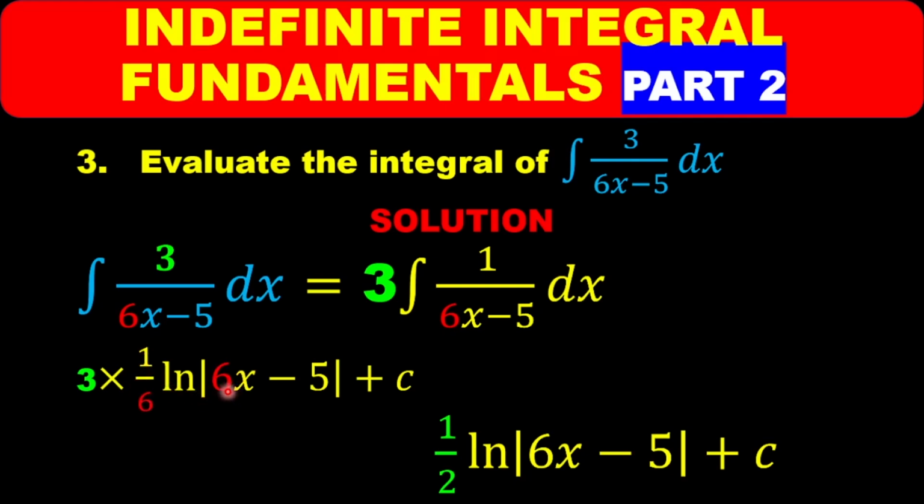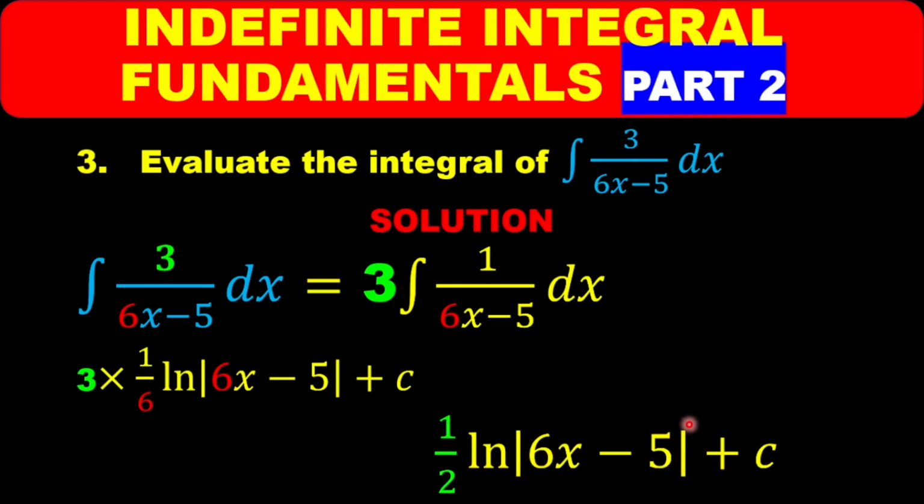And then as usual, because we are dealing with the indefinite integral, you need to introduce the c to it. Now let's think about this carefully. You see that 3 actually goes into 6 2 times, and so we are going to have 1 over 2. So when you come to the final answer here, I have 1 over 2, and then the natural log, absolute value 6x minus 5, and then plus c. And this makes it very easy.